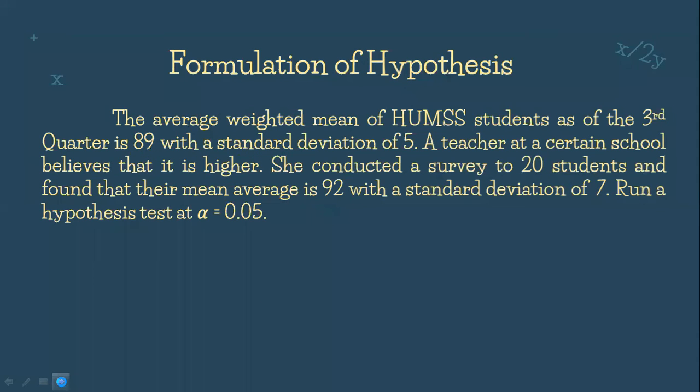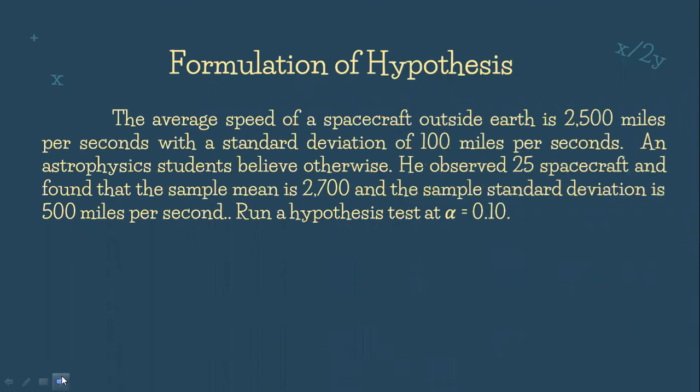So, our fourth example po is the average speed of a spacecraft outside Earth is 2,500 miles per second with a standard deviation of 100 miles per second. And astrophysics students believe otherwise. He observed 25 spacecraft and found that the sample mean is 2,700 and the sample standard deviation is 500 miles per second. Run a hypothesis test at the level of significance of 0.10.